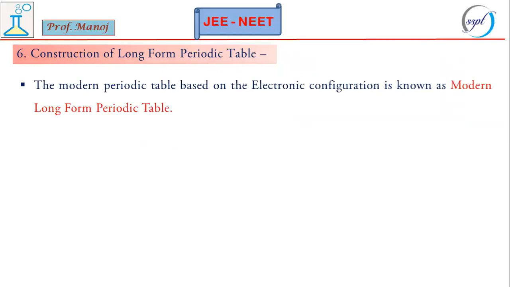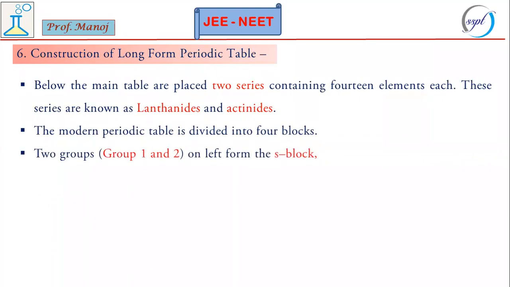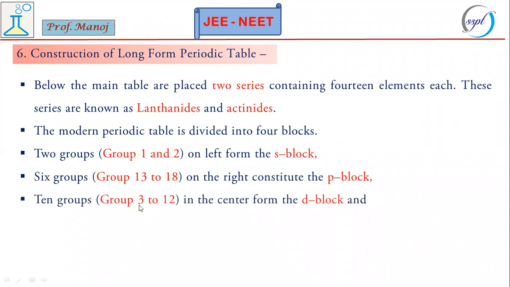Continuing further with this, in modern long form periodic table, we have 2 things over here to know: period 7 and vertical groups 18. Go through this part. Everyone knows about this. More correct information we should know about the blocks. Group number 1 and 2 come under S block. Group 13 to 18 come under P block. Group numbers 3 to 12 form the D block. And the last 2 series are called F block. Perhaps now you will understand the significance of the letters SPDF. They are the subshells.